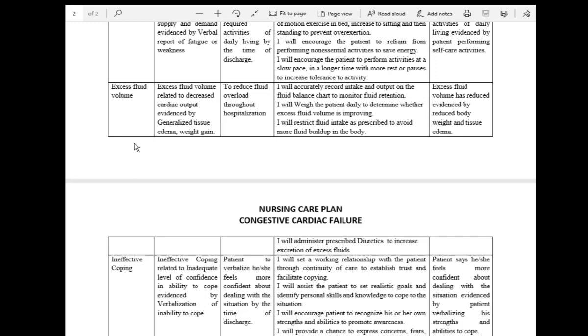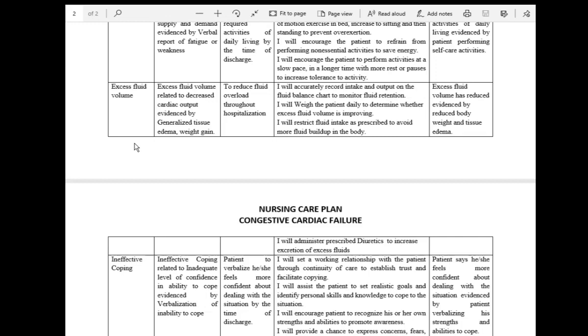After we record the intake and output of fluid on the fluid balance chart, we go to the next one, which is: I will weigh the patient daily to determine whether excess fluid volume is improving. Here, we know that our patient will have weight gain, and the weight gain comes about due to the retention of fluid. So I will weigh this patient daily so that I will know if there is more fluid buildup in the body, or if the excess fluid volume is reducing or improving.